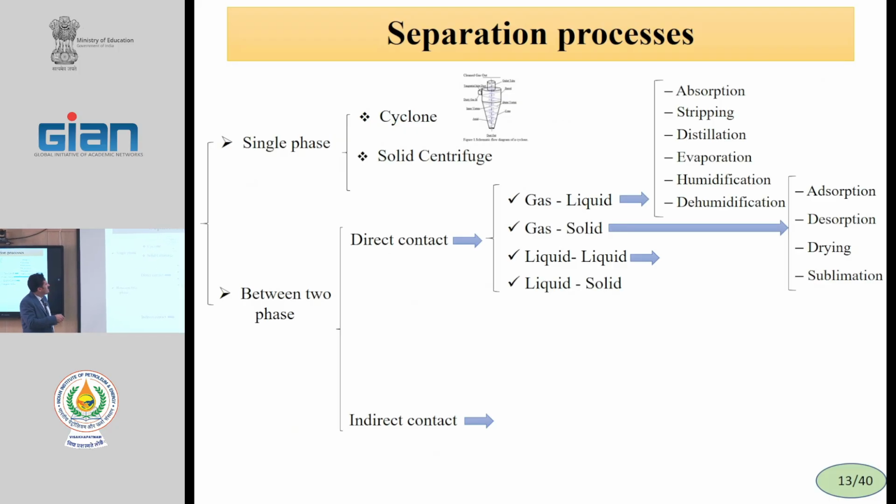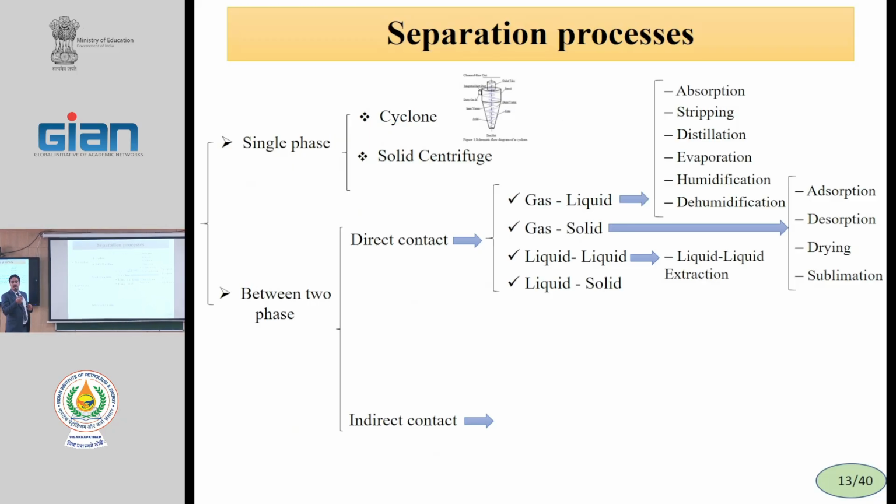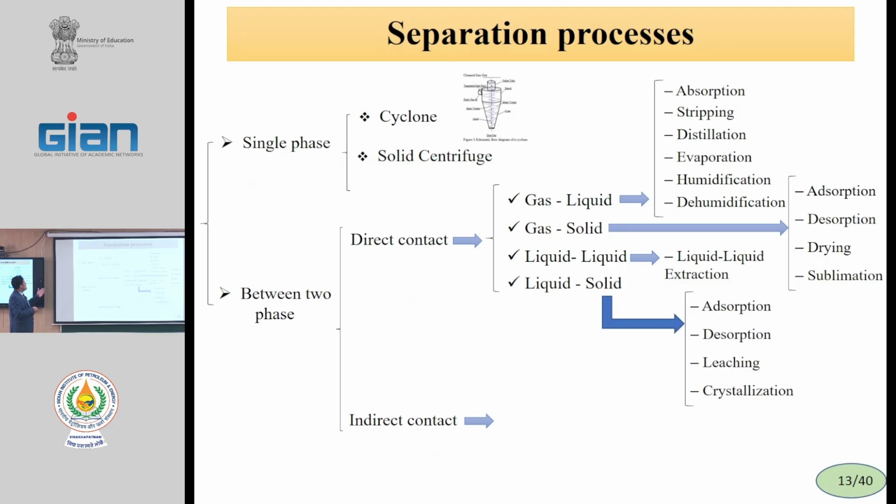Most of these processes involve direct contact. That means the liquid phase is in direct contact with the gas phase. But in the membrane, we have indirect contact. That means we have a barrier and no contact between the two phases, but we have mass transfer between the two phases. All of these processes have mass transfer, okay?